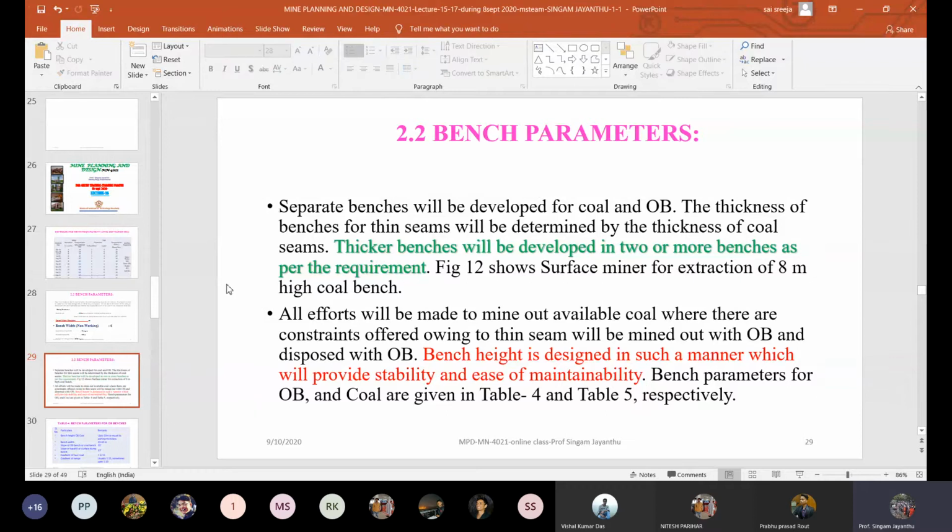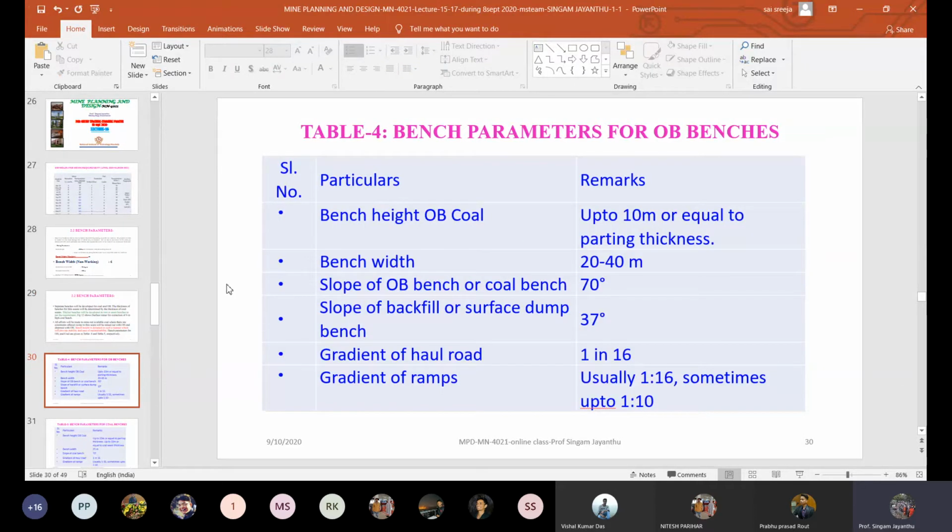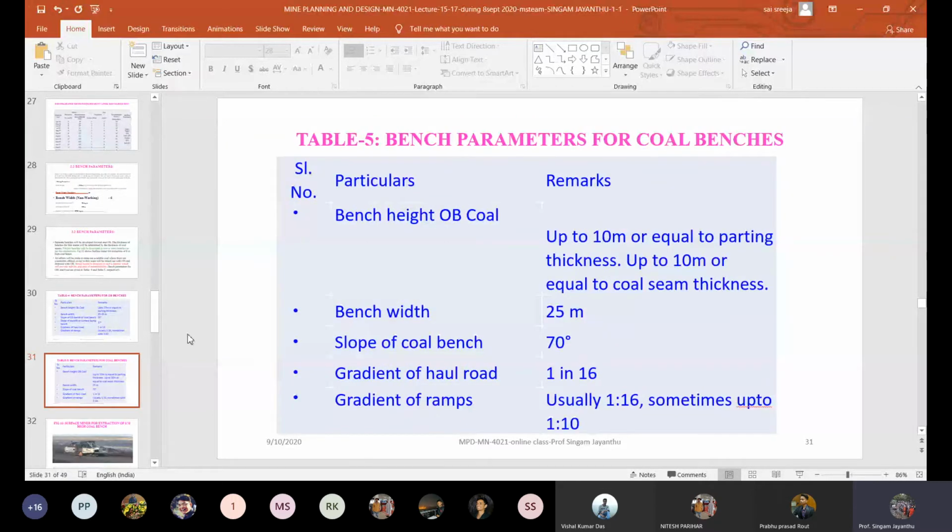Now, just going further, you can see here these are the bench parameters. Already we have seen some more, just to understand: the gradient of the haul road is 1 in 16, because there are already some regulations based on previous experiences, maybe some accidents from which we learned, then changed designs and the gradient of the ramps. Sometimes even up to 1 in 10 is allowed, and in that way it was supposed to be designed. And of course, this appears in the coal benches, and then in the OB benches or in the other places, that is the way it was given here.